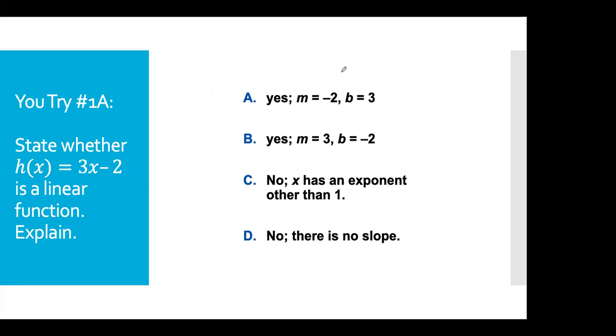All right, so go ahead and give this a try. You have h of x equals 3x minus 2. Is it a linear function? And explain why or why not. All right, so you should have looked at the variable here, and we should see that it has an exponent of 1. Because of that, it is a linear function. My slope is 3, and my y-intercept is -2. So our answer is B.